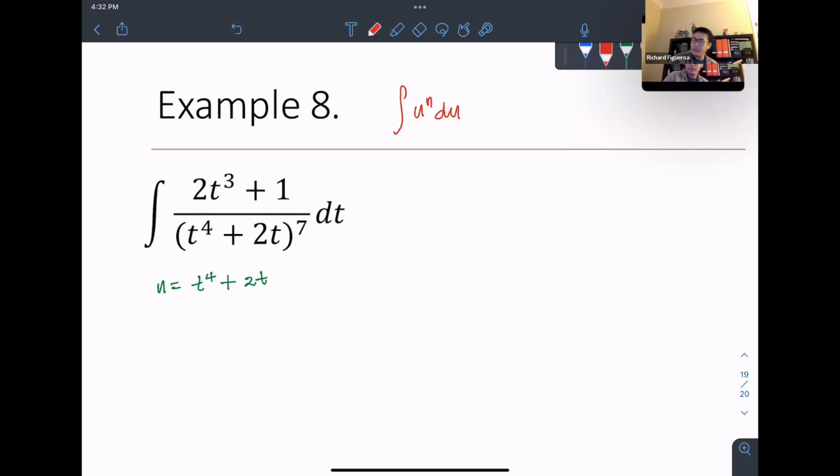So ano gagawin natin? So I can rewrite this one na pwede ko siyang itaas, di ba? Kasi power lang ito, nasa baba siya. So I'm going to move it up. So t raised to the 4th plus 2t raised to negative 7. Then yung sobra niya, yung buo, 2t cubed plus 1 dt.